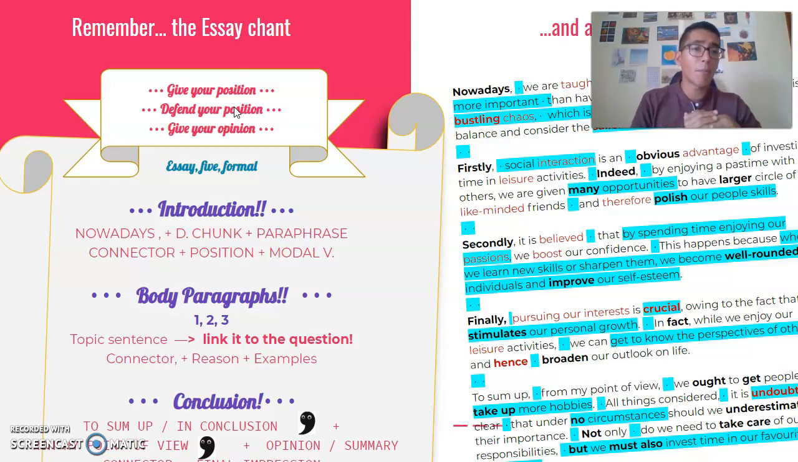You have an example of what an essay looks like on the right here. But of course, this essay is not about the actual topic, city and country. It's a little more about hobbies and the advantages of hobbies. So it just gives you an idea of how the structure is from the introduction, the three body paragraphs, and then to sum up, from my point of view, we ought to, and so on. That's always the structure for the conclusion.